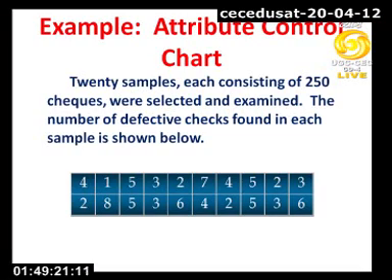Say we have 20 samples, each consisting of 250 checks, so each sample size is 250, and we have examined 20 such samples properly. The number of defective checks found in each sample is shown below. There are 20 samples and the defective checks found are written here: 4, 1, 5, 3, 2, 7, 4, 5, 5, 2, 3 and so on. So, 20 samples and their defectives are recorded like this. And now, we will have the control chart.